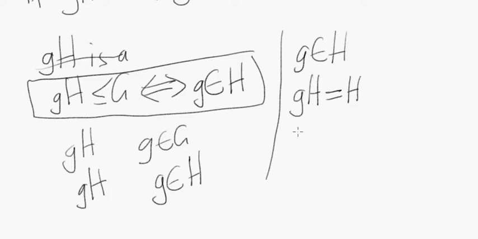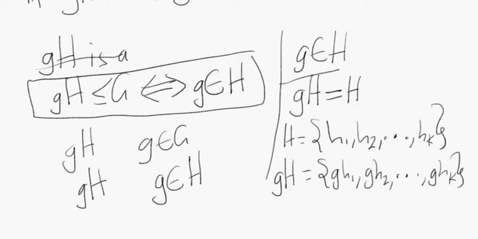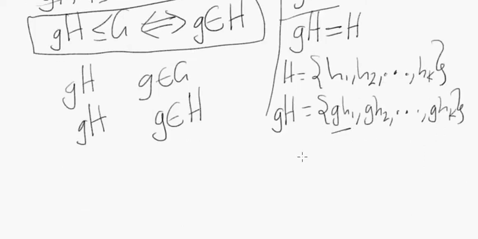The reason was, look, if g is an element of H, and let's say H equals h1, h2, all the way to hk, then gH will just be g times h1, g times h2, all the way till g times hk. Now we noted something here. Since g is an element of H and h1 is an element of H, and since H is a subgroup, it's also a group, so it's closed. So g h1 is an element of H.